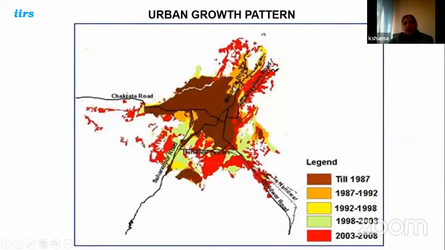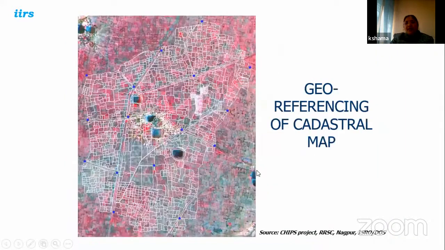Here you can even study which area has developed in which period of time, and then you can do a lot of analysis, like what are the factors behind development in that area, or how you can manage it. Suppose there is growth of the city in one particular direction, so how you can control the growth in that direction. So many applications are possible.